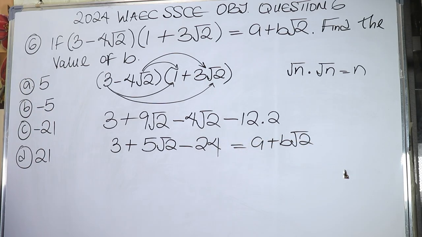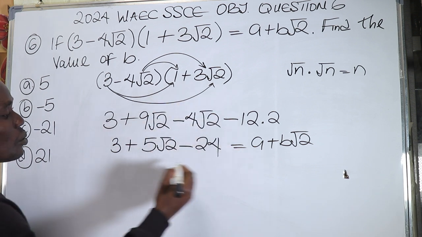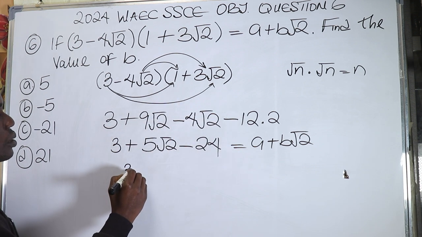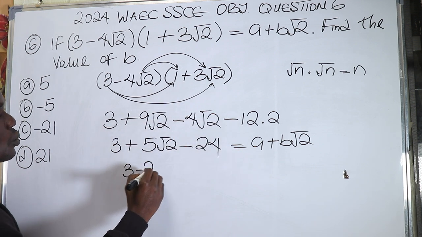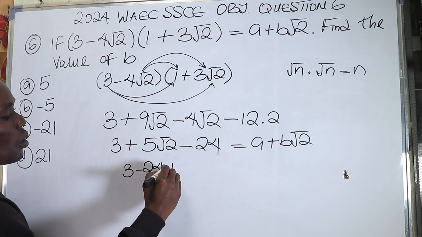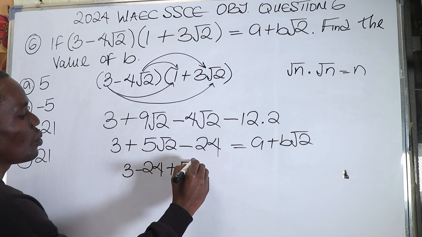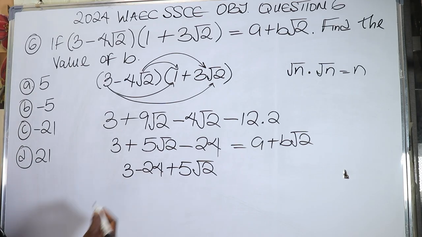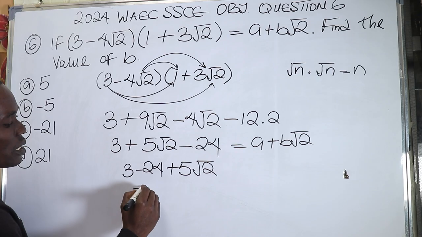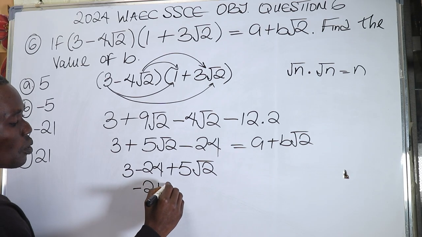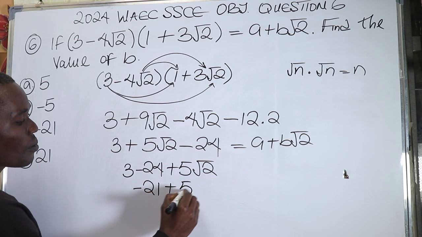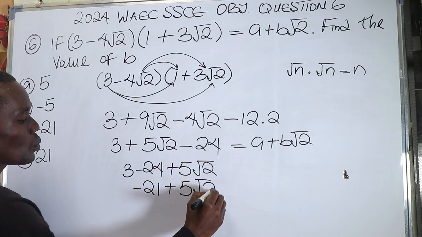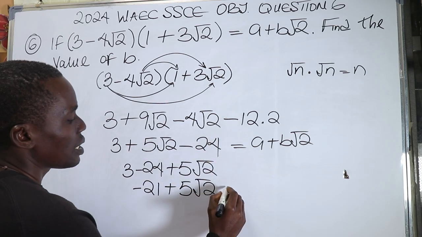So what would that give us? We're going to take 5 root 2 to the other side. So we'll have 3 minus 24 plus 5 root 2. 3 minus 24, 3 is lesser, so that will give us a negative value. That's negative 21 plus 5 root 2.